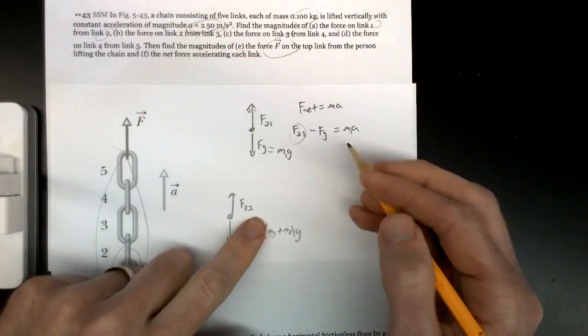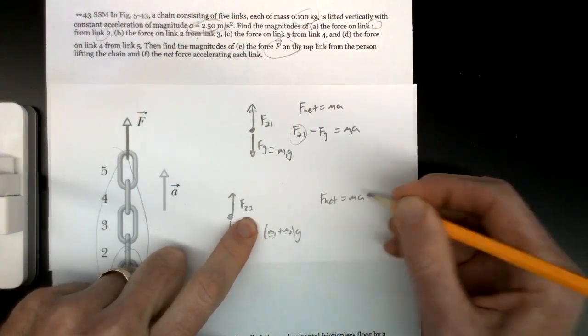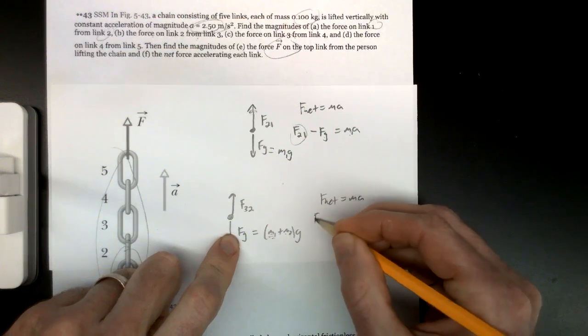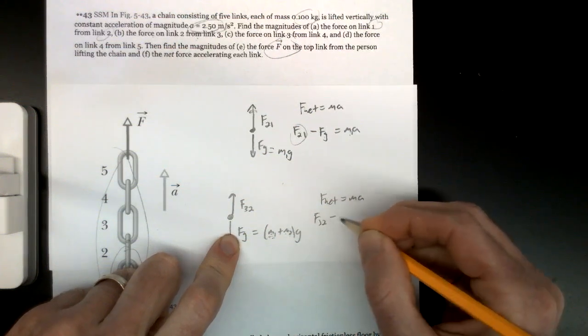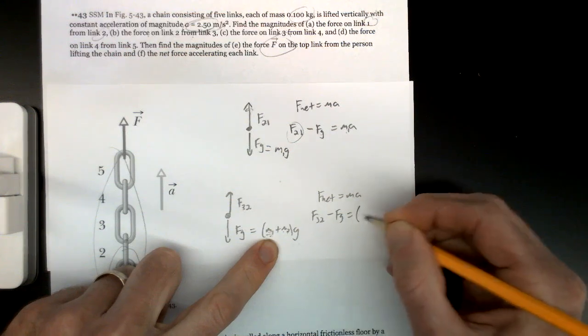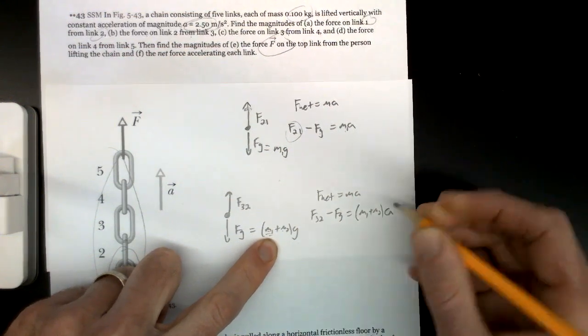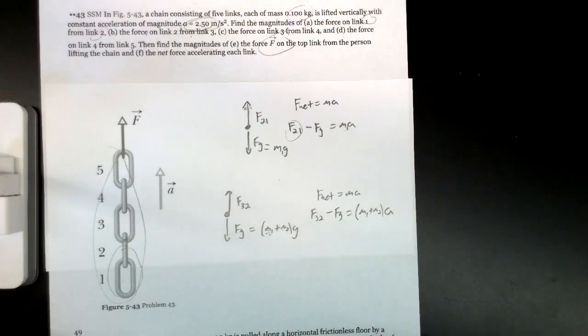Don't forget, though, that when you're writing this equation, so how it's going to work out, F net equals ma. This is going to be F32 minus this Fg equals, and I have to combine these masses together, m1 plus m2 times a. So don't forget to combine the masses together. So I'll let you figure that one out.